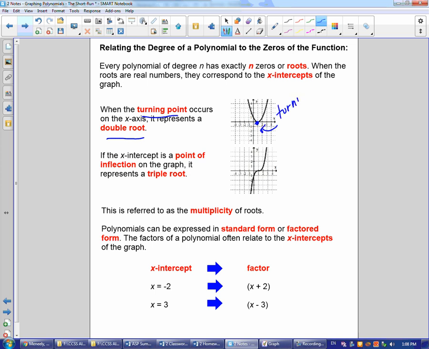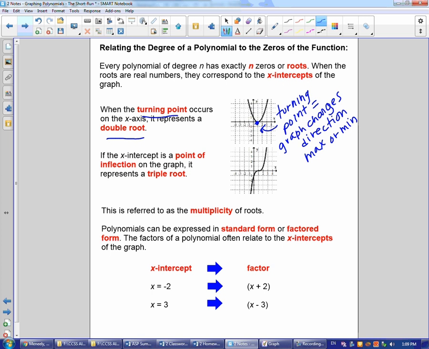And what I mean by turning point is that the graph changes direction. A turning point is going to be either a max or a min. It's going to be like the vertex of a parabola. So a turning point means that the graph is changing directions, and that would mean that that point is either going to be a maximum or a minimum.